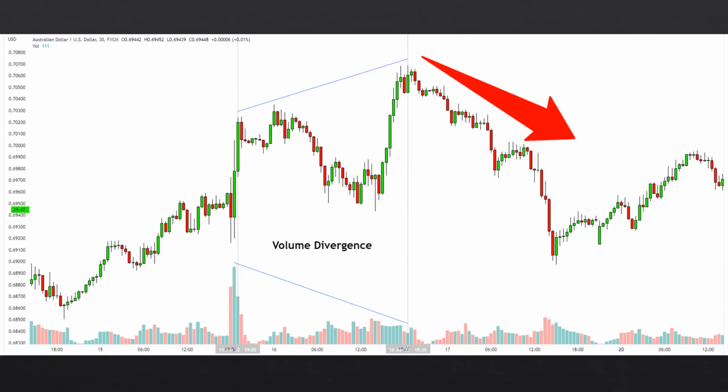Even though the two price movements look similar in terms of strength, if we just look at raw price, in terms of volume, the second price movement is a lot weaker. And that is one of the things that led to a reversal to the downside right after, as we can see with the red arrow.